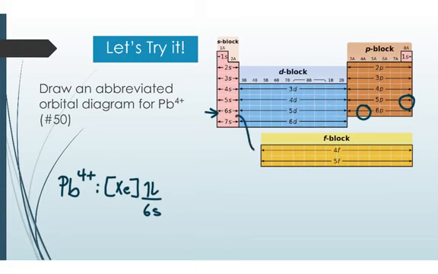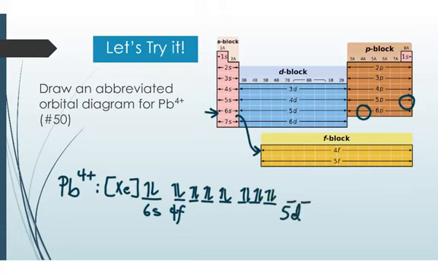Don't forget our detour, 4f, 1, 2, 3, 4, 5, 6, 7. I'm going to try to keep them small so I can fit them all in here. Ooh, getting a little crazy on that one. Then our 5d, 1, 2, 3, 4, 5. Fill that up. And then we're into our 6p, 1, 2, 3. And it's 2 electrons to get me to lead. So that's what lead looks like.